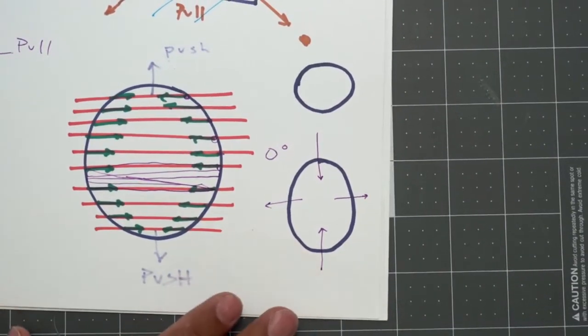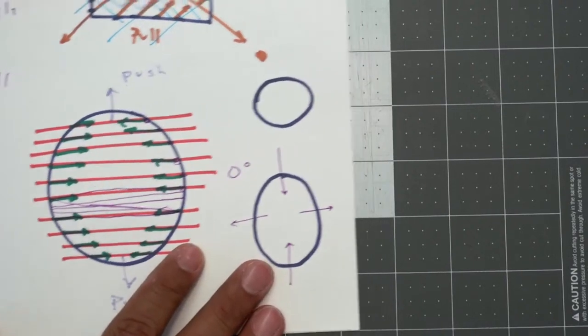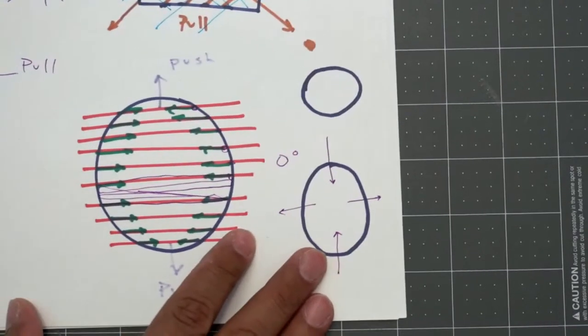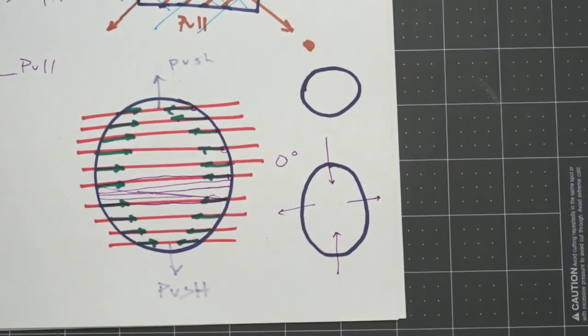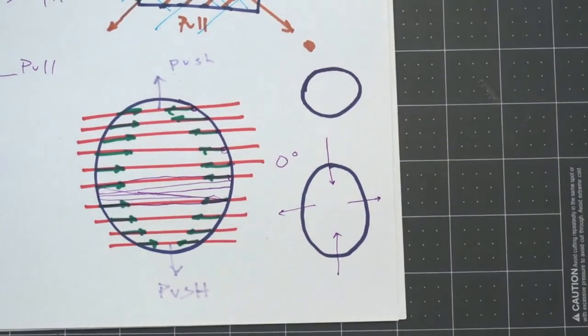So there are different ways to deal with push pull compensation. Actually, there's three main ways. Three main ways.